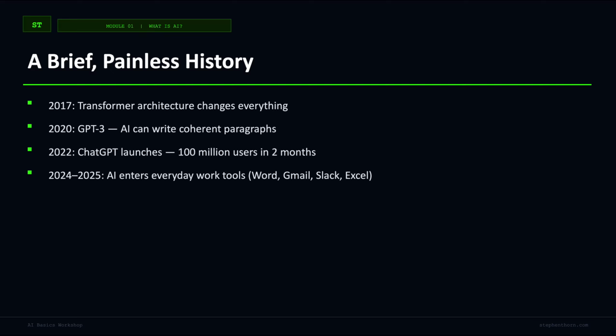When it makes up a statistic, that's pattern completion. When it invents a quote, that's pattern completion. When it tells you something false with total confidence, that's pattern completion leading somewhere incorrect. So here's one of the most important lines in this entire workshop. Confidence does not equal accuracy.